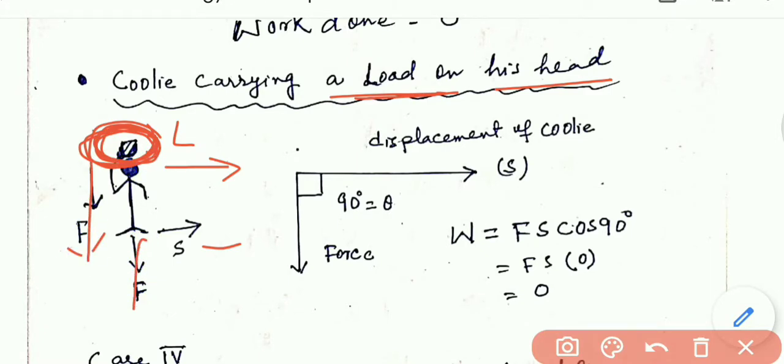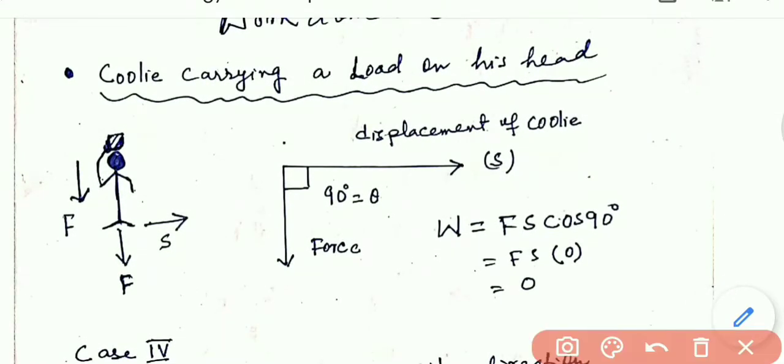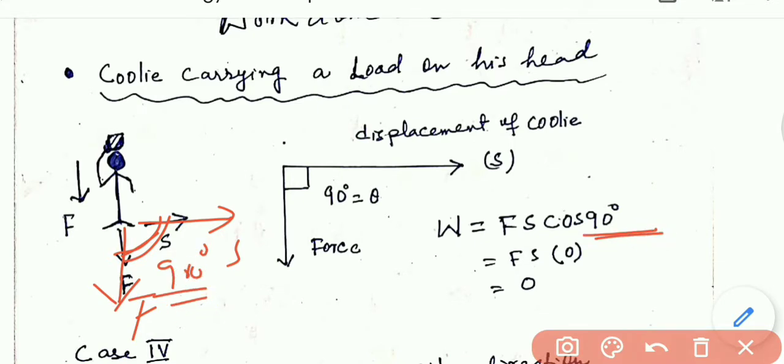Okay, so look at this here. Due to the gravity, the force is in that direction, and the coolie is moving in that direction. Look at this here, S and F. So the angle between F and S is also 90 degree. Look at this. The coolie is moving in that direction, and the force is working in that direction. Why? Because of gravity, gravitational force. So F and S have 90 degree between them. So 90 degree means cos 90, value 0. The work done is no work done.